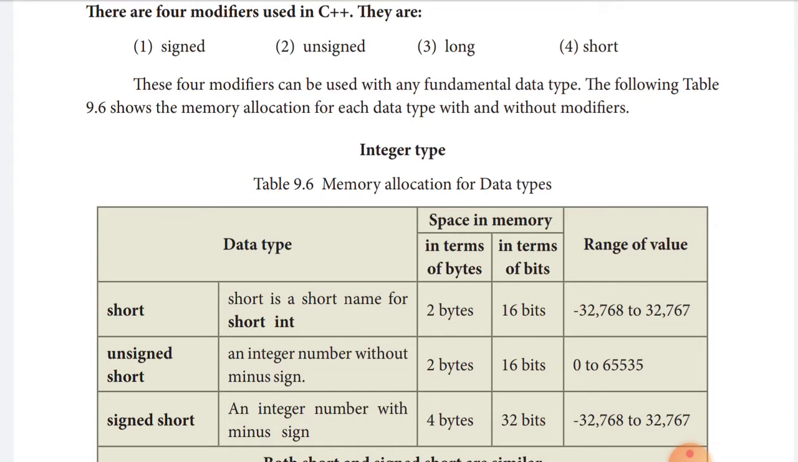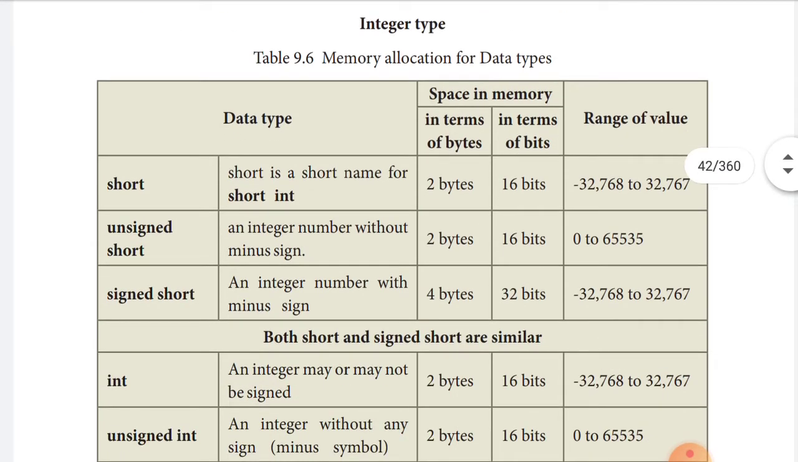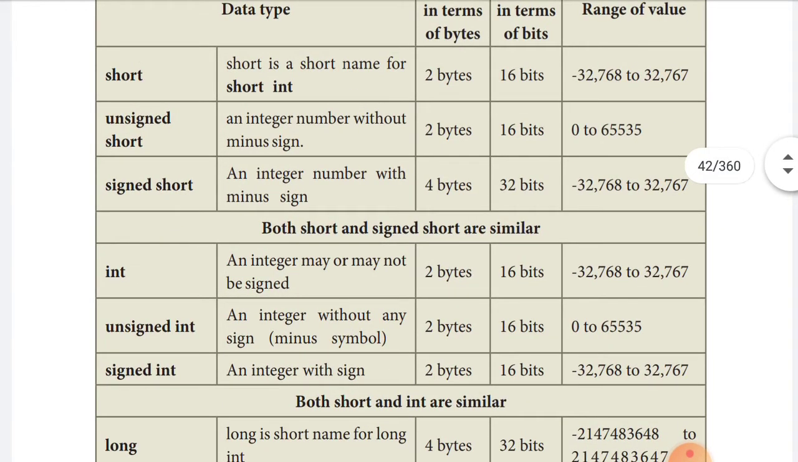Here first is short. Short is the short name of short integer. It uses 2 bytes, which is 16 bits. Unsigned integer is an integer number without a minus sign. It uses 2 bytes, 16 bits, with range of value 0 to 65,535. Next, signed is an integer number with the minus sign. It uses 4 bytes. How many bits? 32 bits.